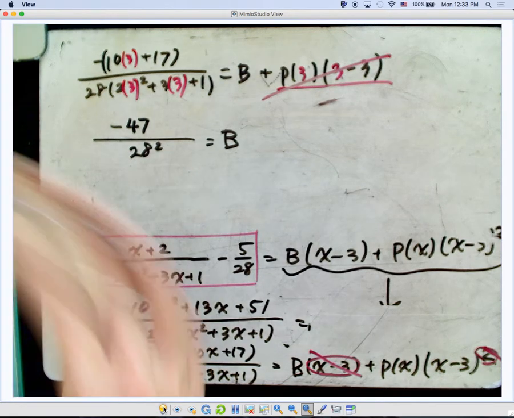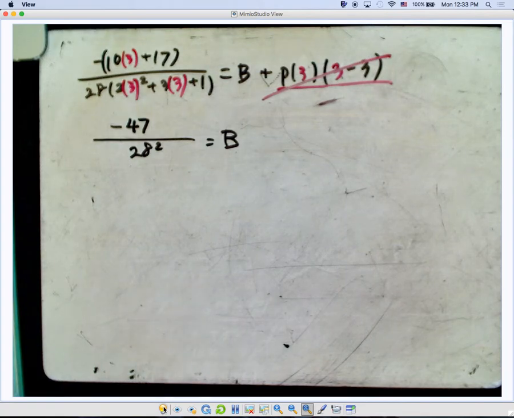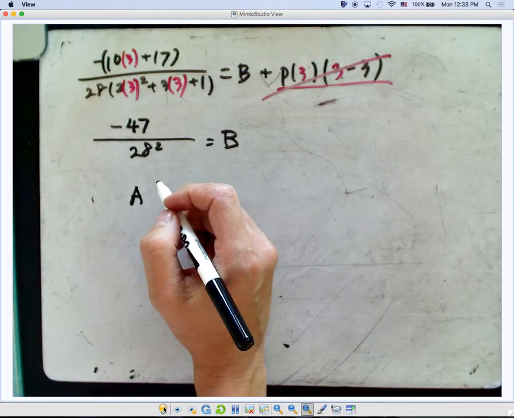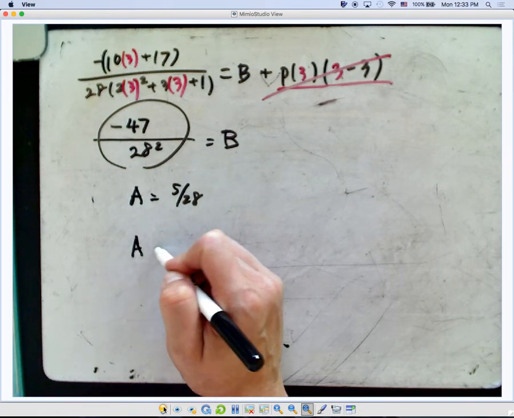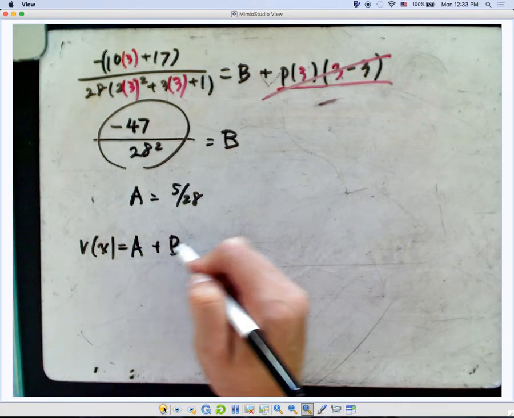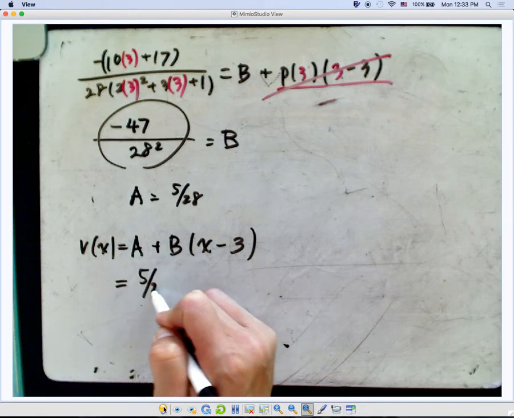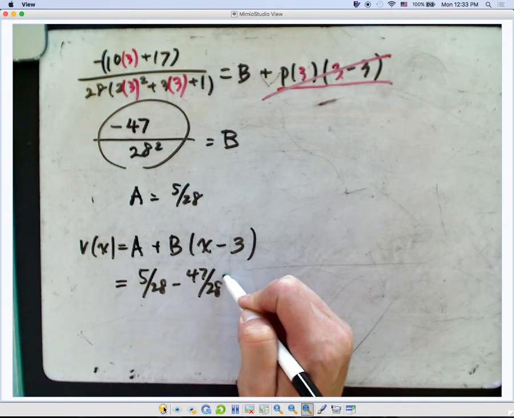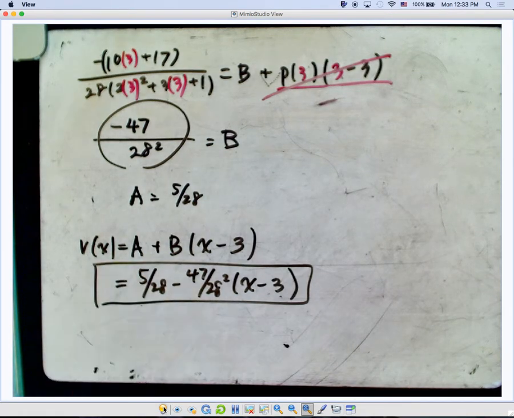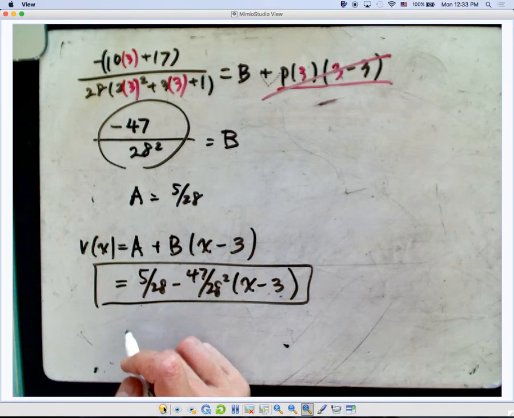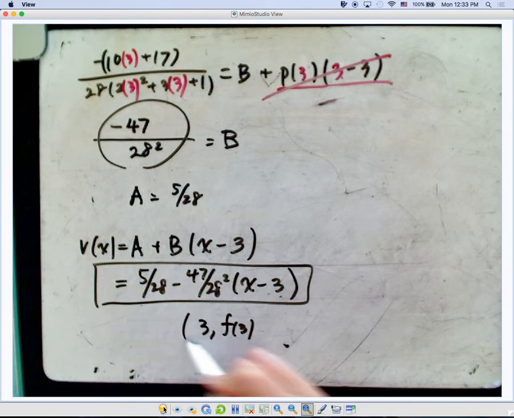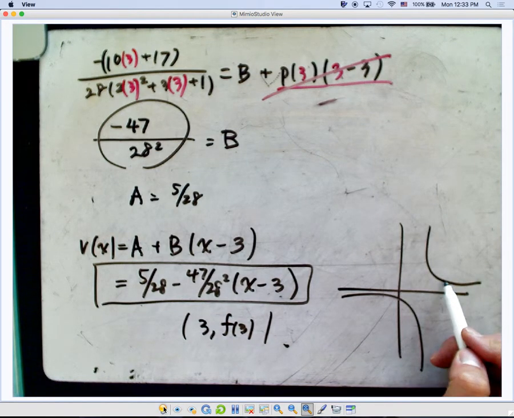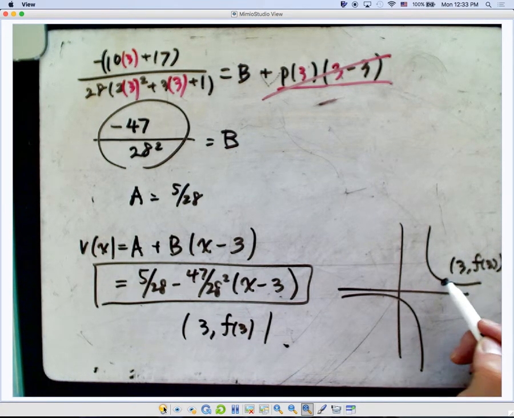Therefore, going back to the original one, the tangent function will be, well, a was 5/28, and b is this guy. So we're going to plug in to the form a plus b times x minus 3, plug that in. So we got 5/28 minus 47/28 squared times x minus 3. And this is the equation of the tangent to the original function f at x equals 3, f of 3. So that was the tangent line at 3, f of 3. That's the equation of the tangent.